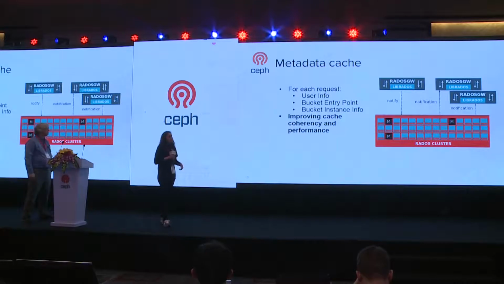But we want performance. If every time each one of them is a Rados object, we'll read those, we'll waste performance, so we cache them. That's the RadosGW metadata cache.